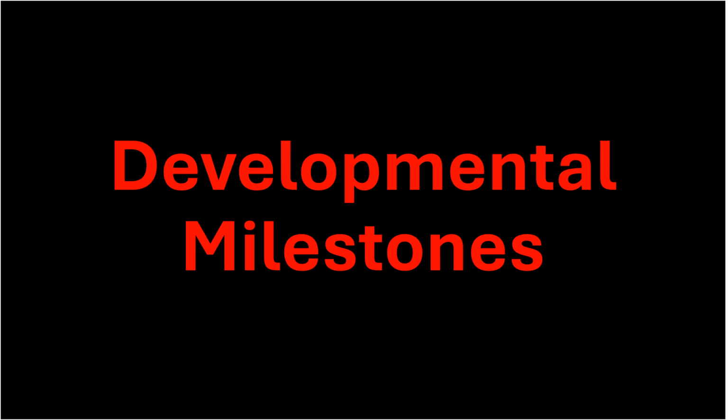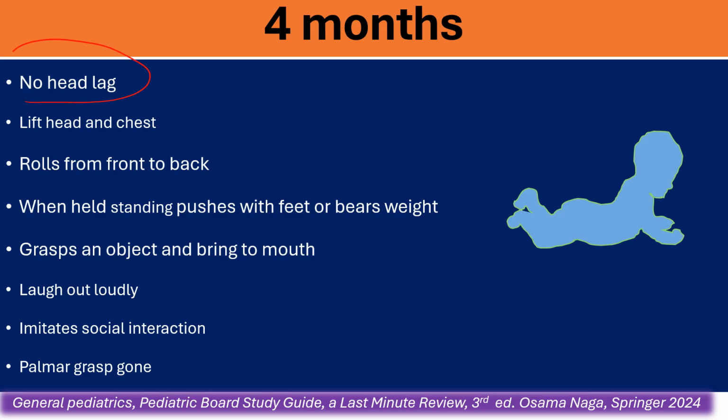Developmental milestones. At 4 months of age, there is no head lag. The infant is able to support the head 100% steady. Able to lift the head and the chest, able to roll from front to back. When held standing, able to push with feet or bear weight on feet. Grasps an object and brings it to mouth. Laughs out loud. Imitates a social interaction. Palmar grasp is gone. Able to open the hand freely and let go.